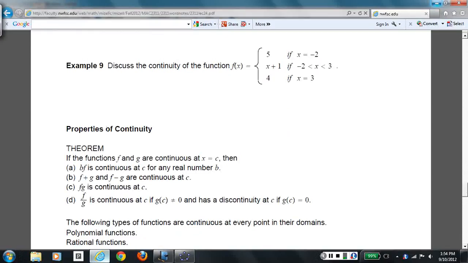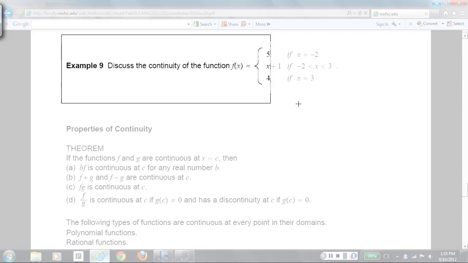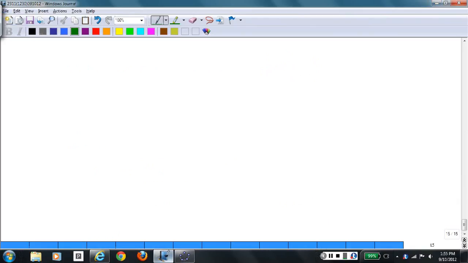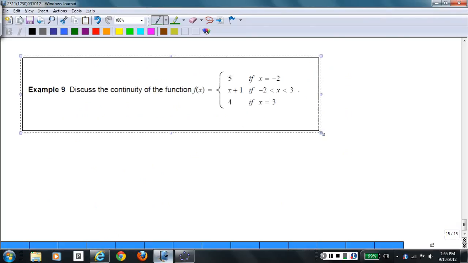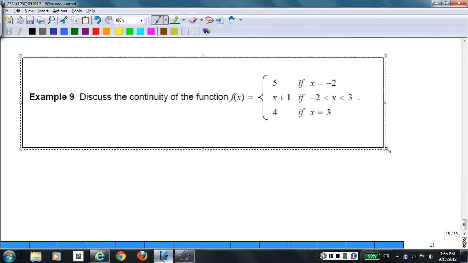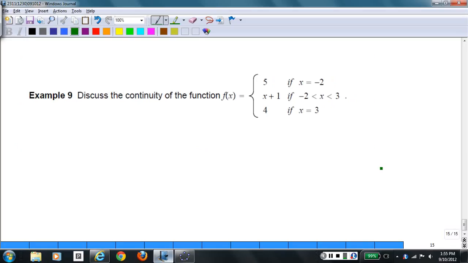Example 9. I'd like to draw this picture and see if we can inspect the graph and get it. The graph of y equals x plus 1 is not too tough, but I just want the portion of the graph in between -2 and 3. -1, -2, 1, 2, 3. And how high does it go?